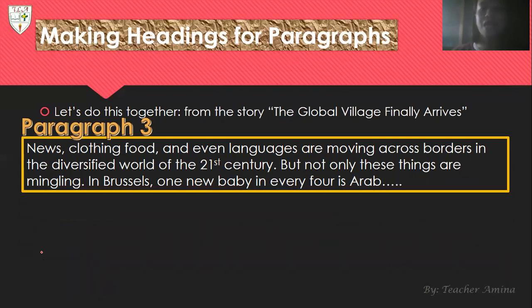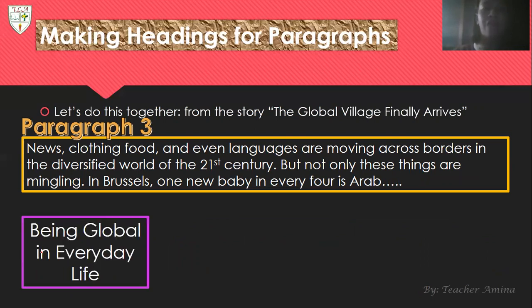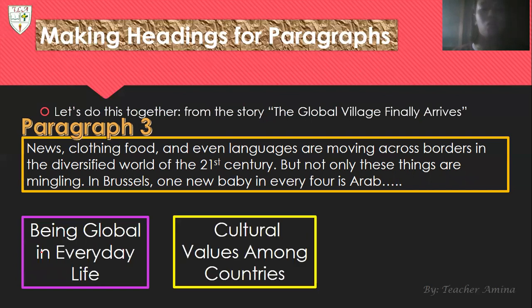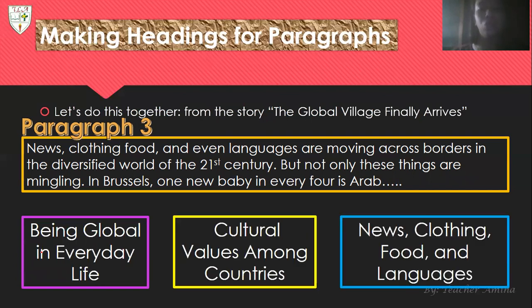What do you think is the appropriate heading for this paragraph? Is it being global in everyday life? Is it cultural values among countries? Or is it news, clothing, food, and languages? That is right. The answer is the cultural values among countries.